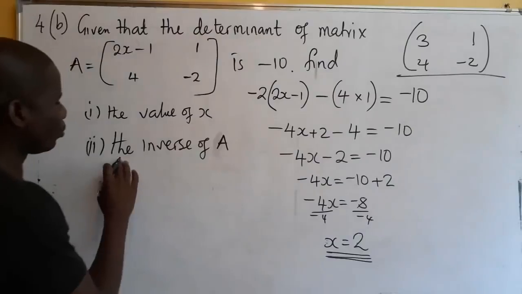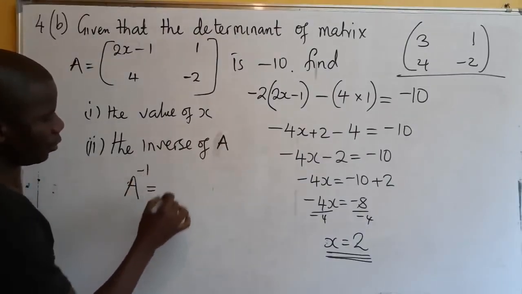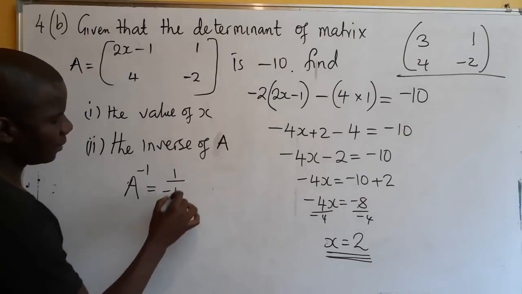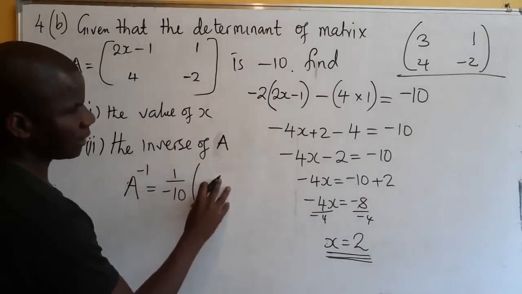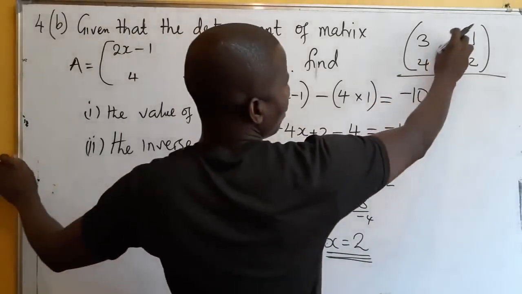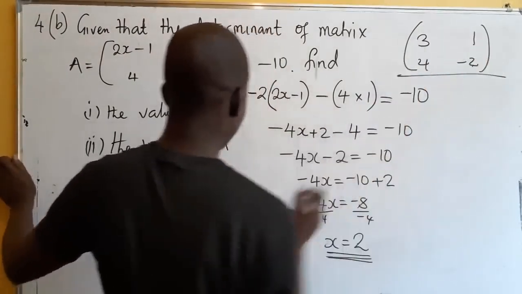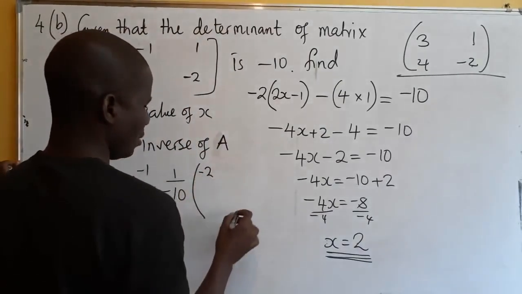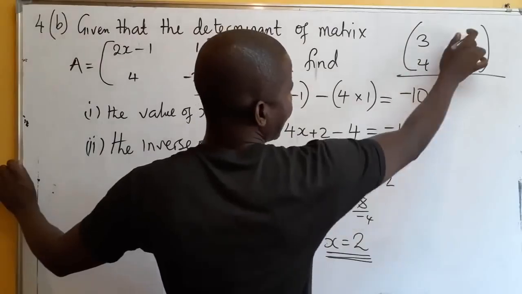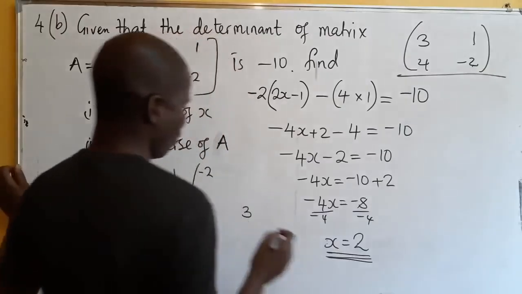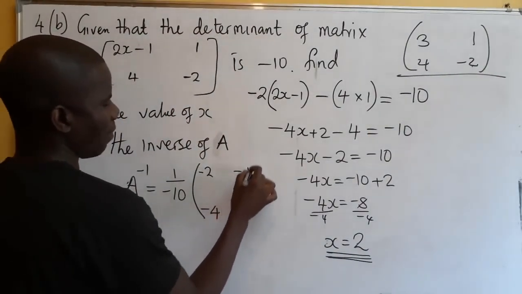So when it comes to finding the inverse of A, we are going to say A inverse is equal to 1 over the determinant, which is negative 10, multiplied by the adjoint of this matrix. What is the adjoint of this matrix? So this one and this one, they will switch positions. So we have negative 2 and then 3 here. And these ones, they change their signs, or we multiply them by negative 1. So we're going to have negative 4, negative 1.